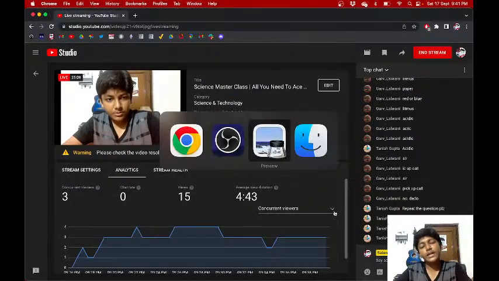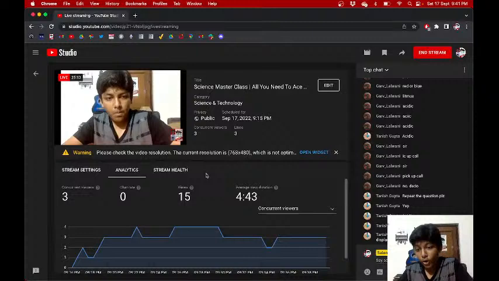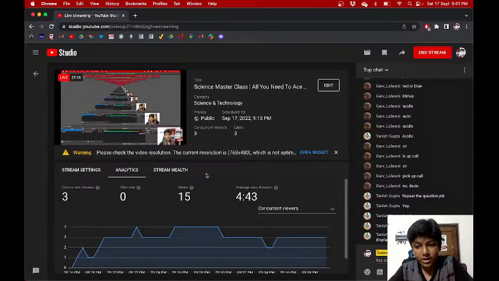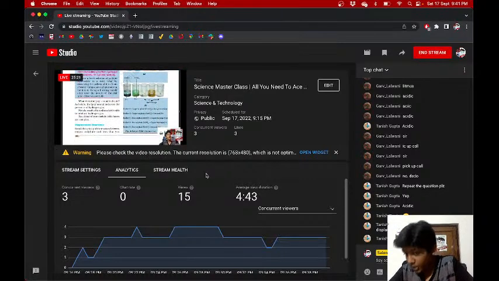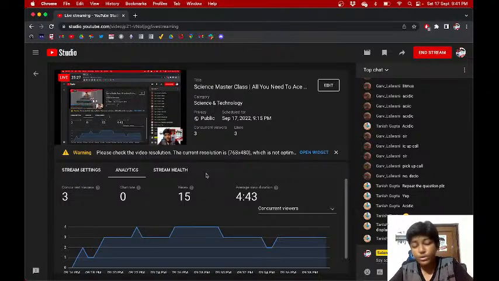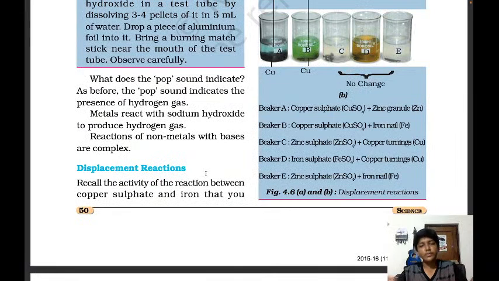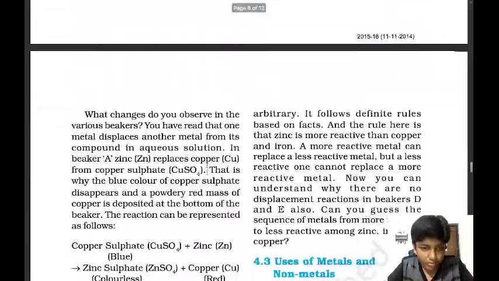Alright, so let's continue. So basically, displacement reactions are when one metal displaces the other metal. That definition was not clear. So in displacement reactions, a more reactive metal displaces the less reactive metal. Basically, we have zinc. What solution? I don't remember. Zinc.